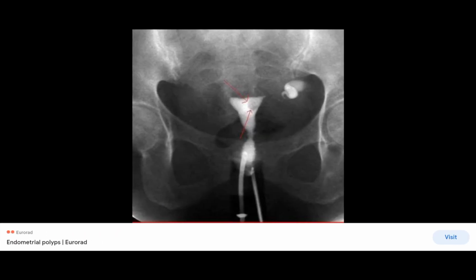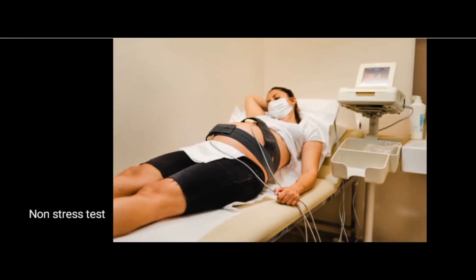Then this is the image of endometrial polyp. Here is a filling defect in the X-ray and it is indicative of endometrial polyp. Then this is the image showing the lady undergoing the non-stress test. It can be asked as a spotter and as an important question in the exam, what is the procedure going on. It is non-stress test.